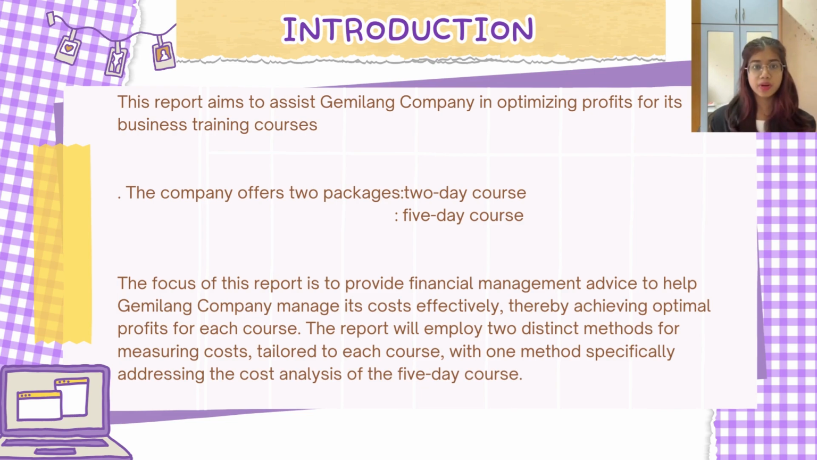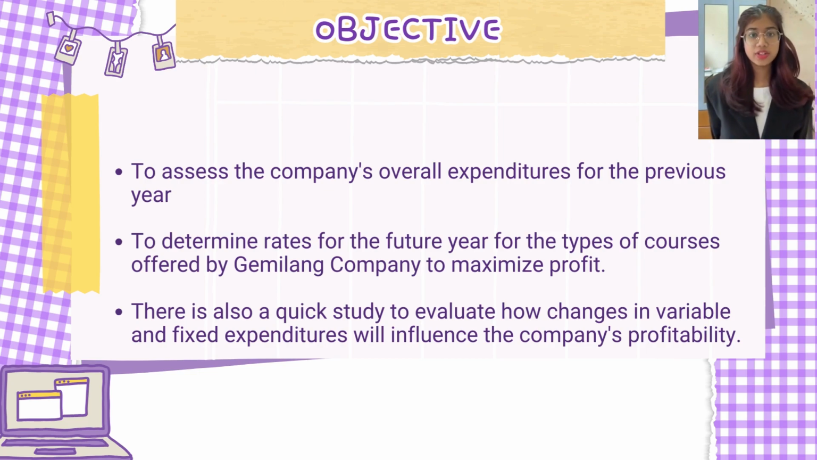This report will employ two distinct methods for measuring costs, tailored to each course, with a method specifically addressing the cost analysis of the 5-day course. Objective: to assess the company's overall expenditures for the previous year to determine rates for the future year for the types of courses offered by Gemilang Company to maximize profit. There is also a quick study to evaluate how changes in variable and fixed expenditures will influence the company's profitability.